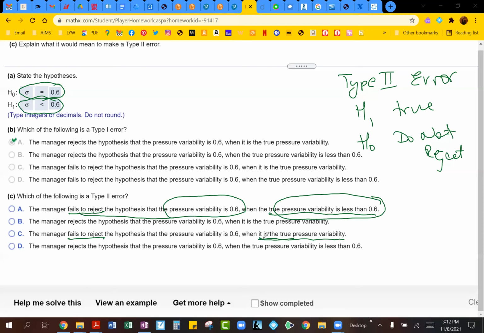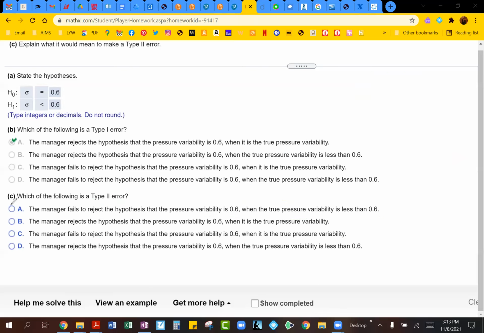Otherwise, this statement here is very similar to what we picked in the type 1 error. So that's the same sentence formation you have over here. And obviously, if that was the true pressure variability, then we wouldn't reject the null hypothesis, which means we would have had a correct conclusion. So they're asking you for type 2 error where the alternative is true, but we still do not reject the null hypothesis. So yeah, very nice, guys. It is going to be option A in this case.